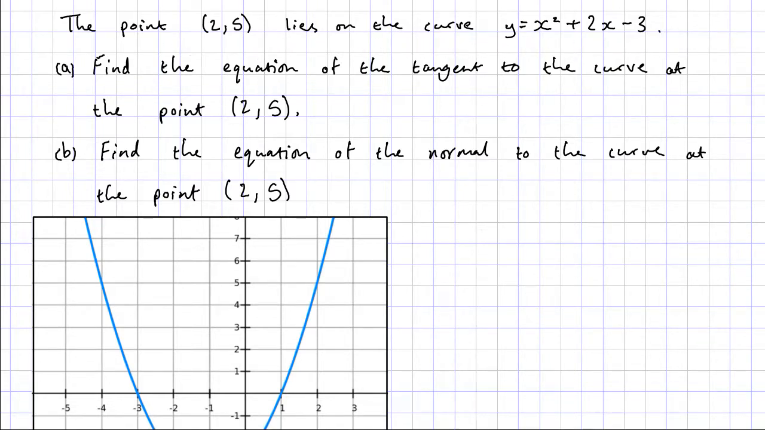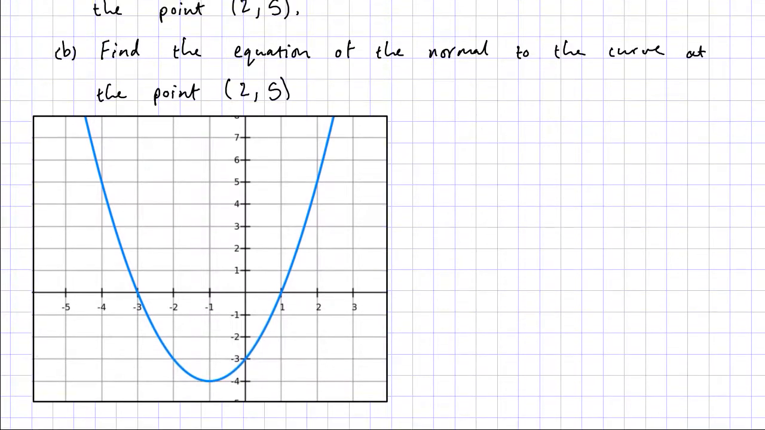So let's look at the graph first. The point (2, 5) is here, and I need to find the equation of the tangent. Now I know that the tangent is going to be a line, and another thing we should know is that the tangent has the same gradient as the curve does at this point. If I roughly draw a tangent, it's going to be something like that. The gradient of the tangent is the same as the gradient of the curve at this point.